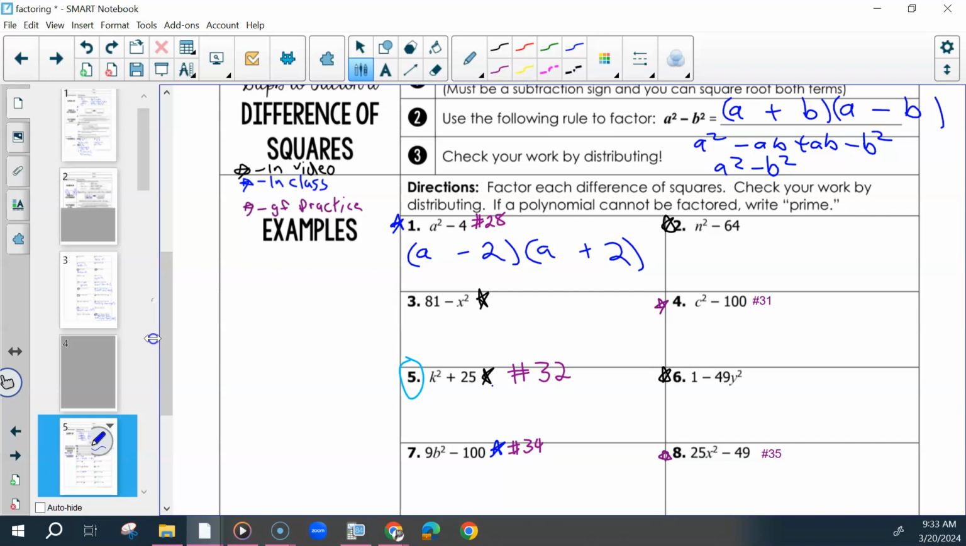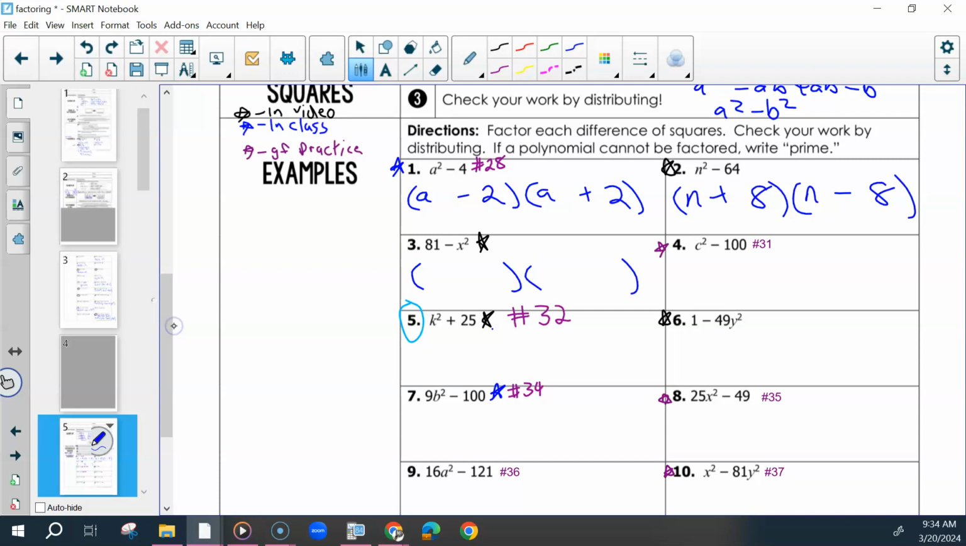So then in number 2, what times what gives us n squared? N times n. What times what gives us 64? 8 times 8. And then put a plus and put a minus. If your order is switched, you have to put your factors in whatever order is given. So if it's a number first, your number has to come first. If it's a variable first, your variable has to come first. So how would I write these factors? 9 plus x and 9 minus x. And those would be our answers.